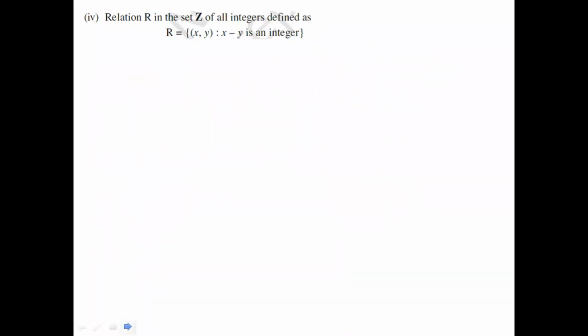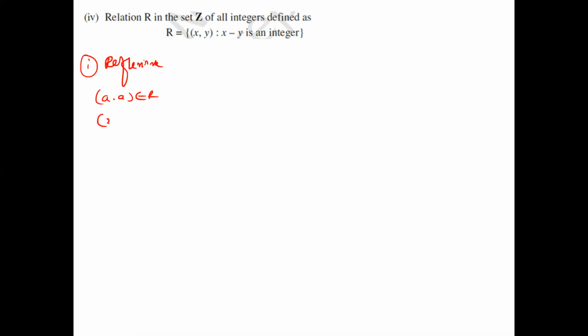See the next problem. The relation R in the set Z of all integers is defined as R equal to (x, y) such that x minus y is an integer. First one is reflexive. What is the condition here? Already we know that (a, a) belongs to R. Now if you take any number and subtract, we will always get 0.